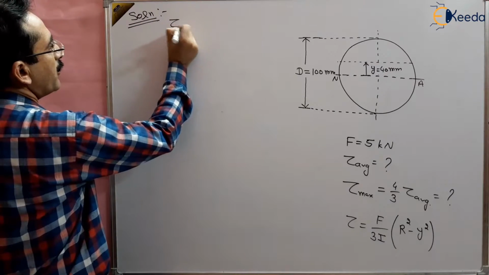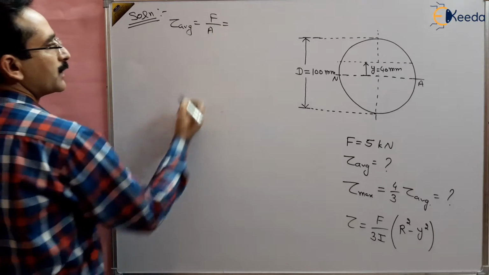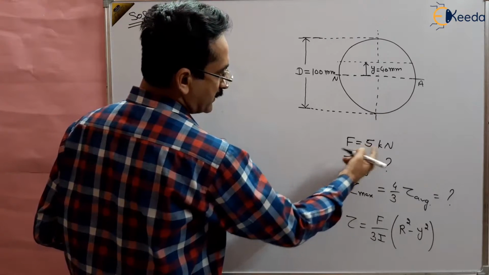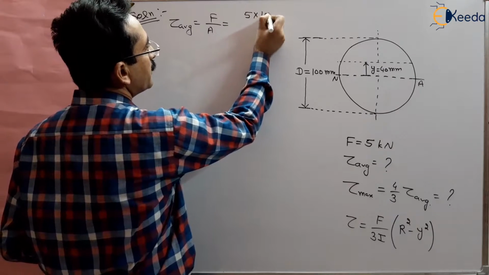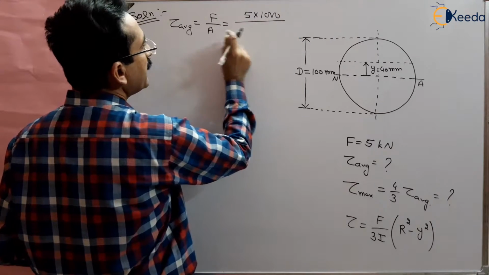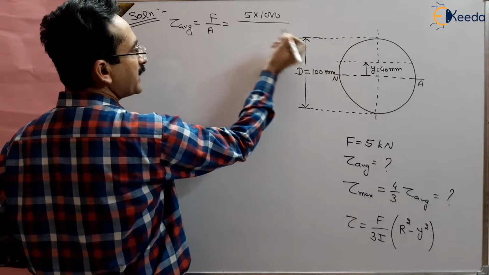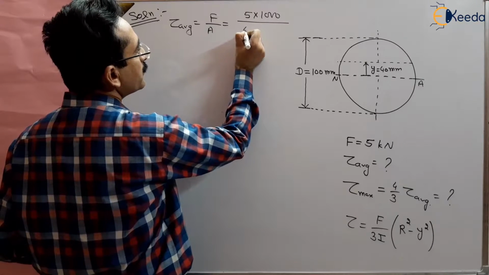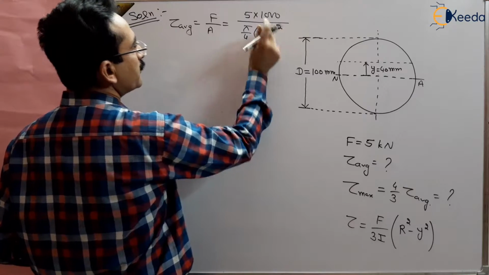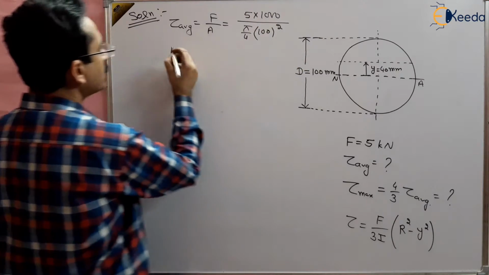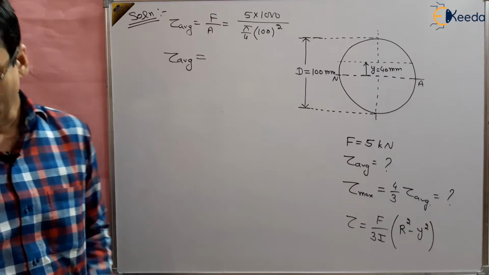Tau average, the average shear stress, is given by force upon area. Force is known to us, that is 5 kN, which is multiplied by 1000, upon area. Area is the circular area of this bar, that is pi r square or pi by 4 d square. So pi by 4 times d square, the diameter is 100, squared. So the value will come in Newton per millimeter square. Solving this we will get the tau average, the average shear stress in the beam.